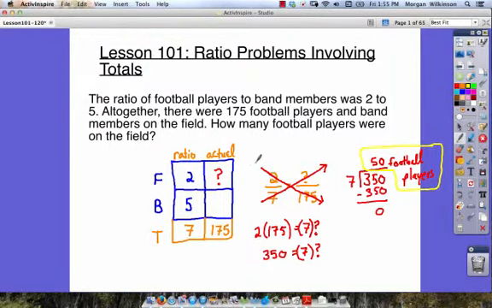Now in order to do these problems, we need our ratio box that has the ratio of our football players to band members and then the total. And then we can use proportions and cross products to solve to find our answer.